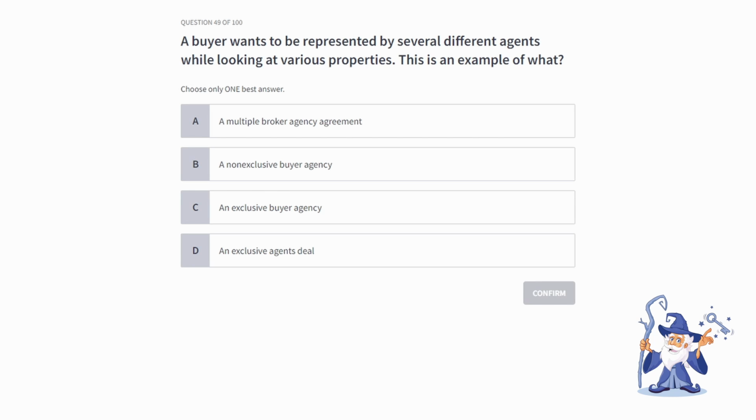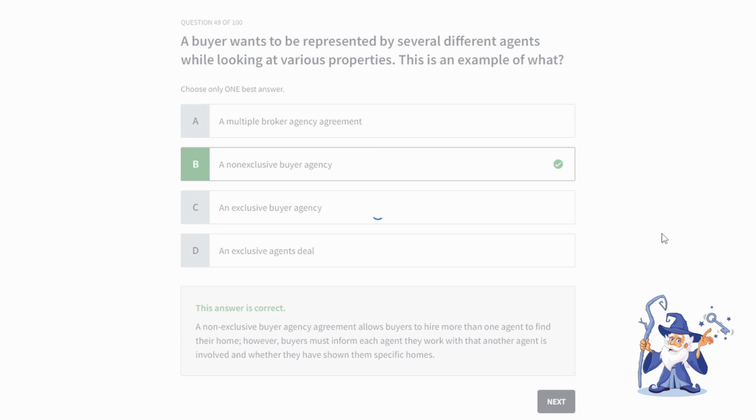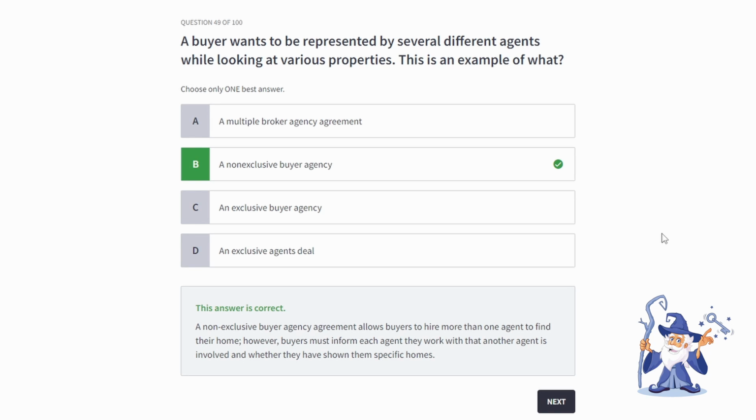Okay, so what is this one? Well, it's going to be B, a non-exclusive buyer agency. So what is that? Well, a non-exclusive buyer agency agreement allows buyers to hire more than one agent to find their home. However, buyers must inform each agent they work with that other agents are involved and whether they have shown them specific homes, stuff like that. So yeah, that's essentially what a non-exclusive buyer agency is.